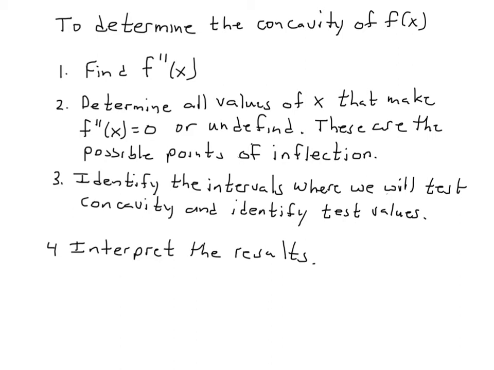And the last thing we want to do is interpret the result. If that second derivative is negative, I know that my function is going to be concave downward. If that second derivative is positive, I know it's concave upward. I also know that when I change from going concave up to concave down or concave down to concave up, where I make that switch is also going to be a point of inflection.